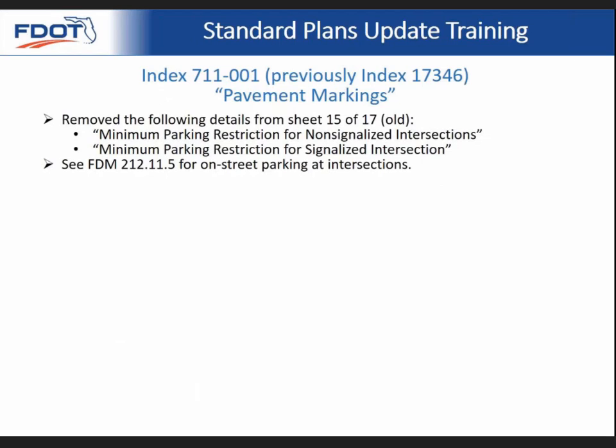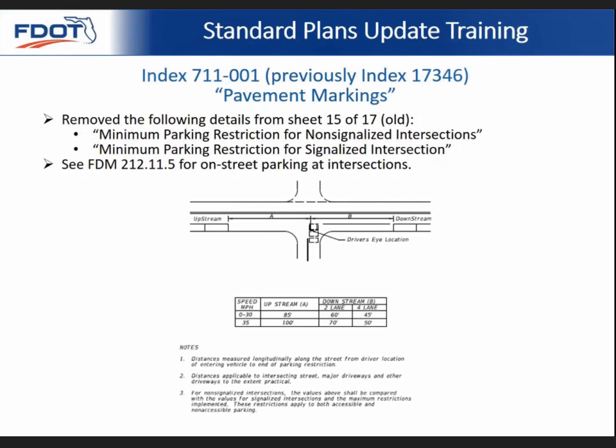Now, the minimum parking restrictions for non-signalized and signalized intersections on the old sheet 15 of 17 have been removed. Those are now covered by FDM 212.11.5, and that's a section for on-street parking at intersections. This is primarily designer information.